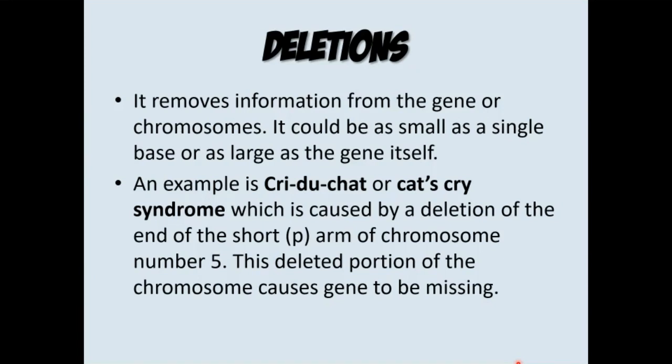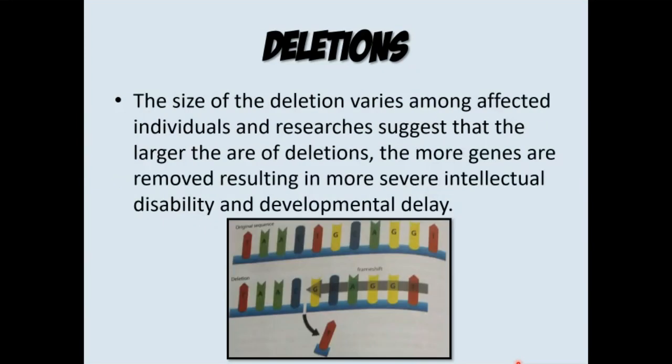So ano yung Cri-du-chat syndrome? Ayoko nang ipakita dito, no, yung mukha ng isang baby. So ma-consider ko yung characteristics ng Cri-du-chat syndrome sa pamamagitan ng moon-shaped face, heart disease, intellectual disability, malformed larynx, but it has a normal lifespan. The size of the deletion varies among affected individuals, and researchers suggest that the larger the area of deletion, the more genes are removed, resulting in more severe intellectual disability and developmental delay.